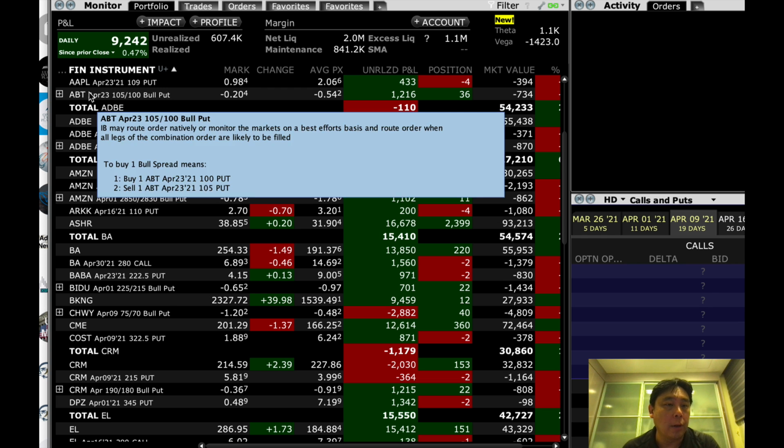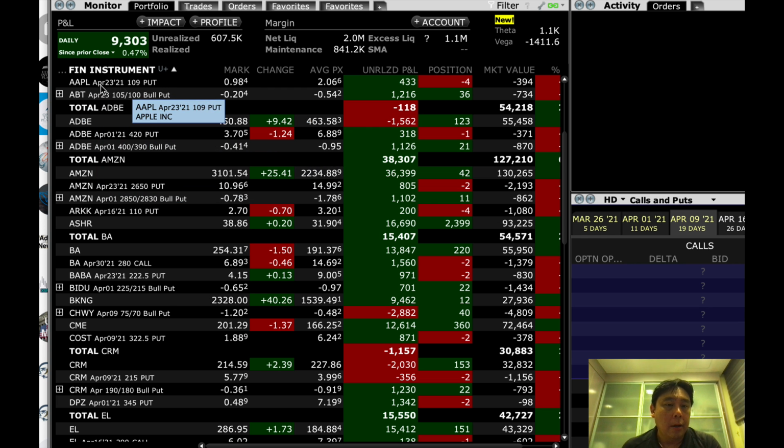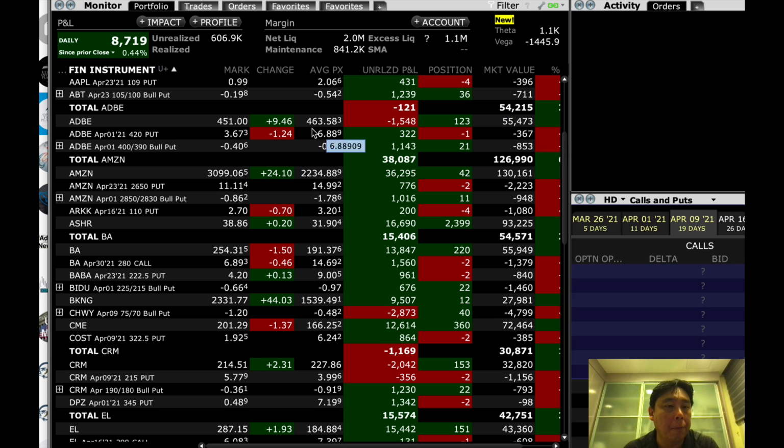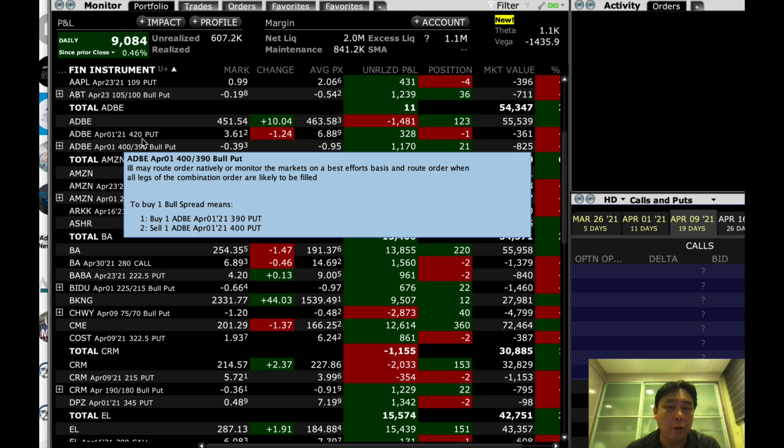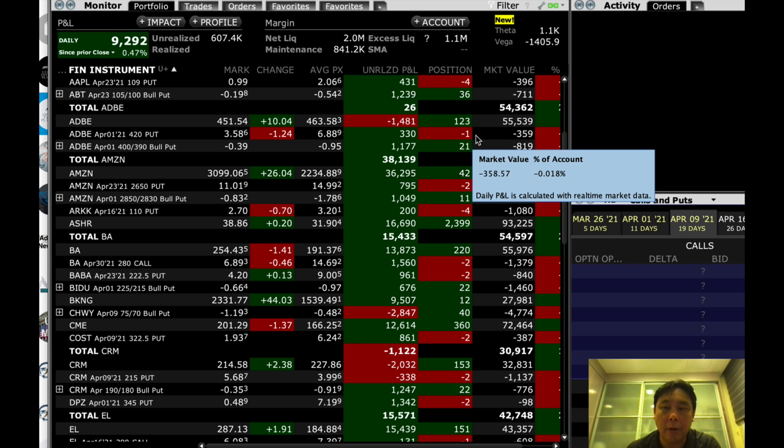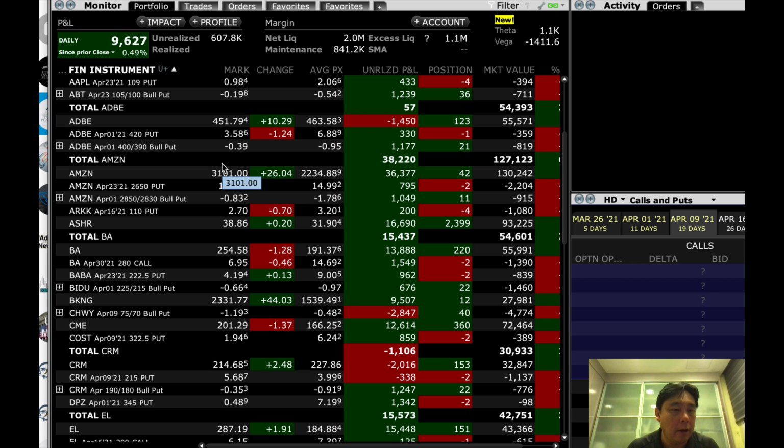So let's start with the first one. This is an Apple put. I sold a put on Apple, and you can see I've made 433, but I've got another 394 left to milk, right? Once I make the maximum profit, I will close this. Now this one we saw before, Adobe. I've got a put on this at 330, and I've still got 359 left. So I've only made half the profit right now, so I've got another half to go. Nothing to take profit on.